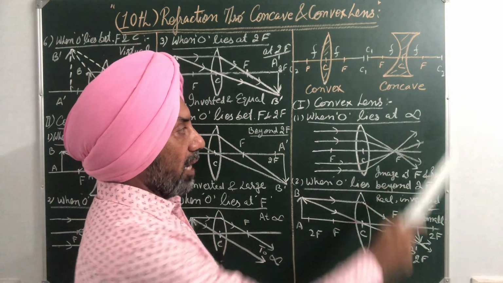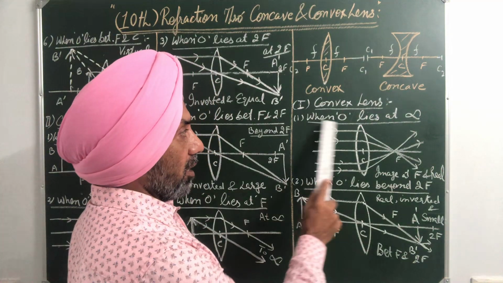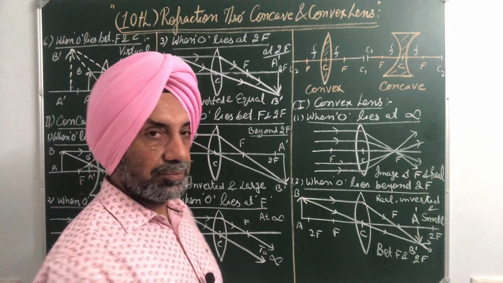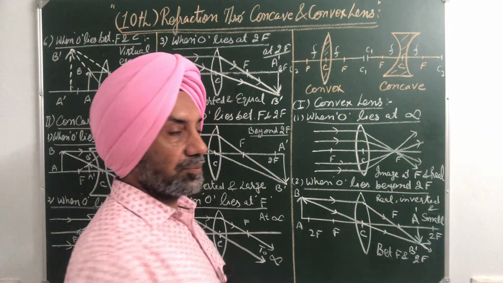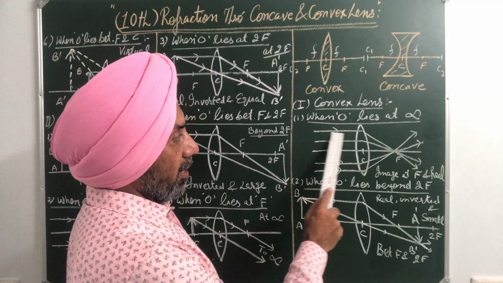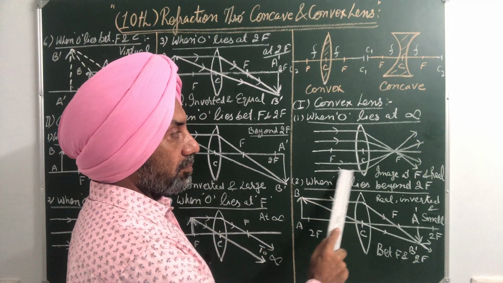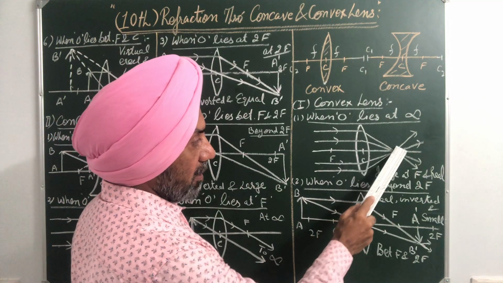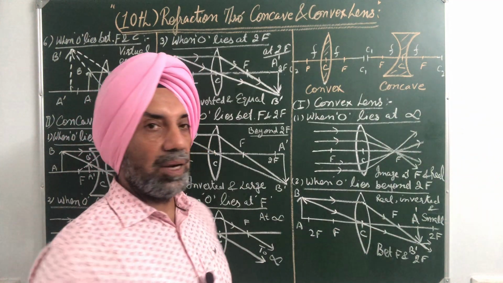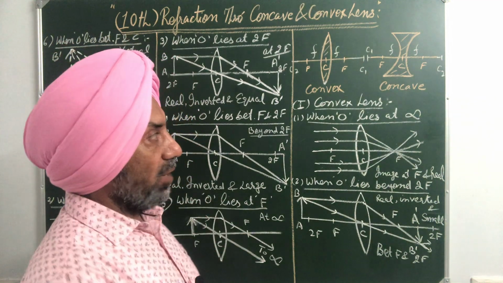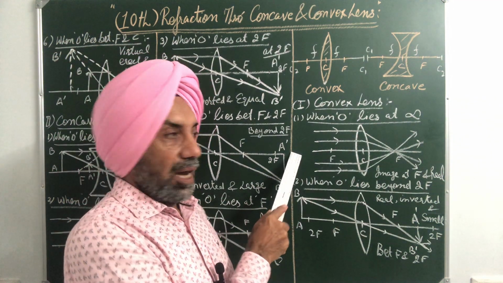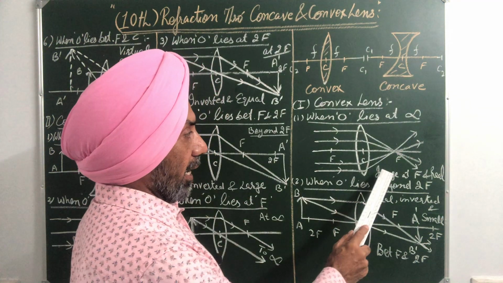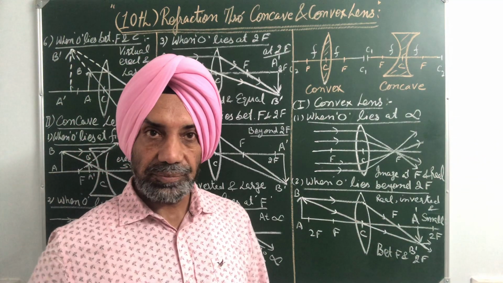Number one, where O lies at infinity. So when object lies at infinity, then this is the convex lens. Simply you draw. This is the principal axis. If object lies at infinity, it means rays are coming parallel, and after refraction through convex lens, they will get focused at a point known as principal focus. So it means when object lies at infinity, after refraction, image will be at principal focus, and it is real.